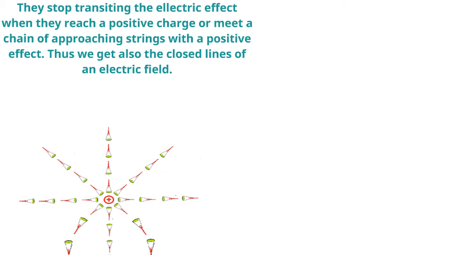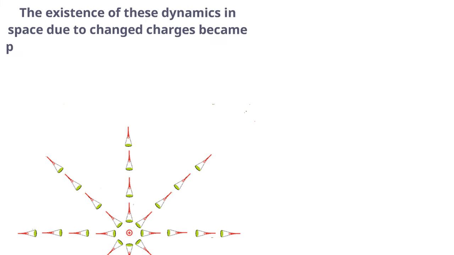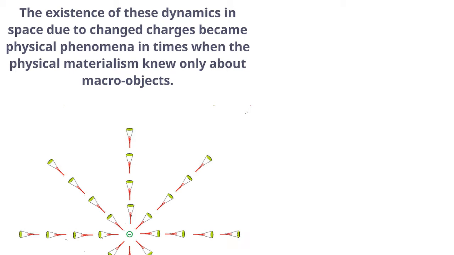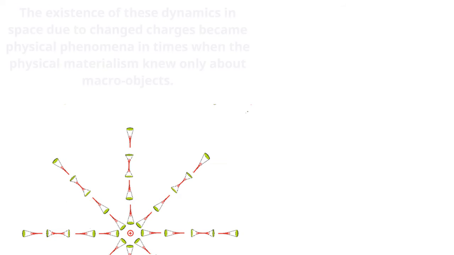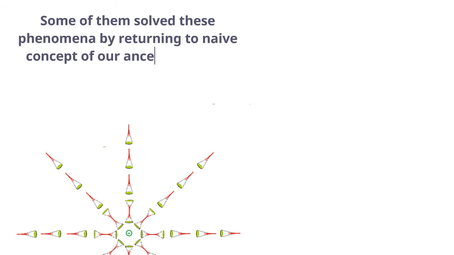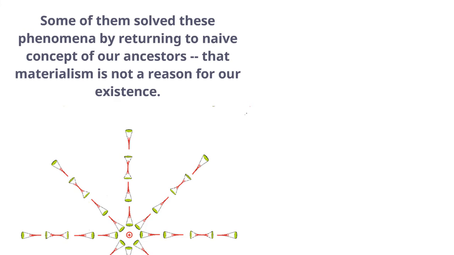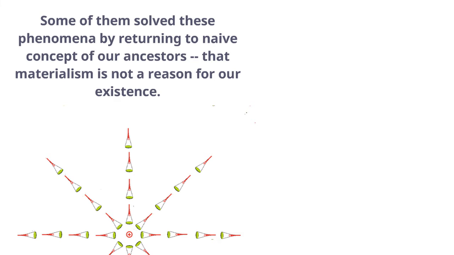The existence of these dynamics in space due to changed charges became physical phenomena in times when physical materialism knew only about macro objects. It is sad to realize that when science advanced to subatomic particles, and then to particles on the level of Planck size and Planck energy, field dynamics remained the materialistic phenomena for physicists. Some of them solved these phenomena by returning to a naive concept of our ancestors, that materialism is not a reason for our existence.